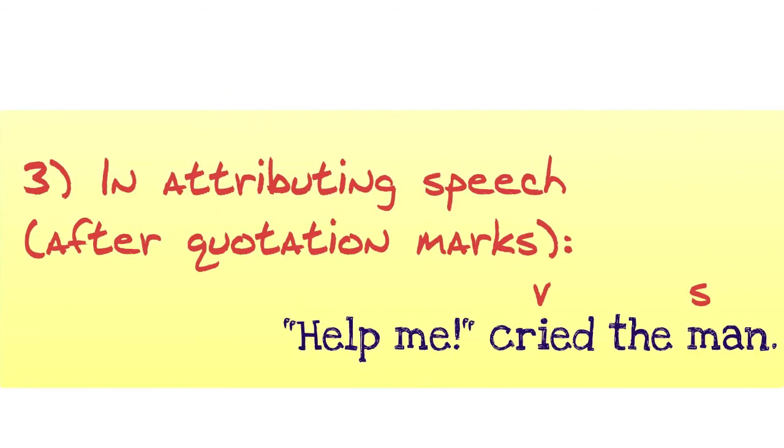Another example of the verb appearing before the subject is after quotation marks. For example: "Help me," cried the man. The verb cried comes before the subject man.